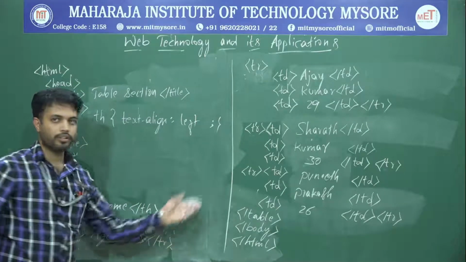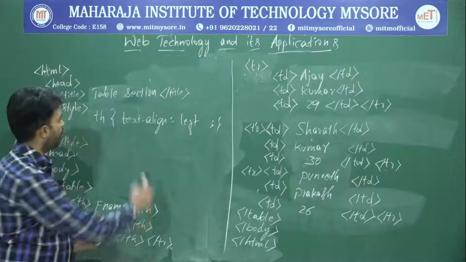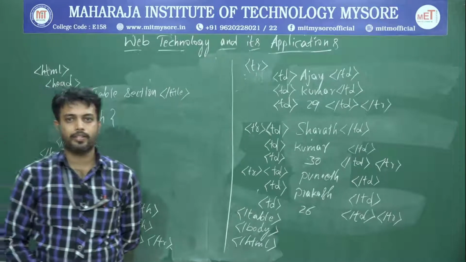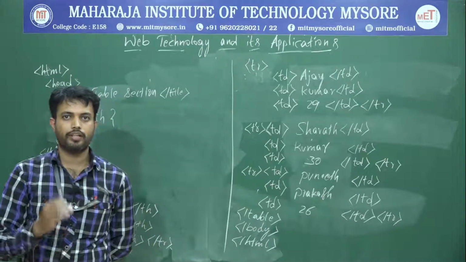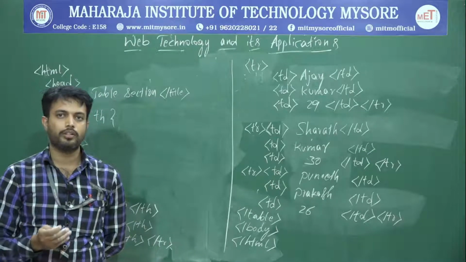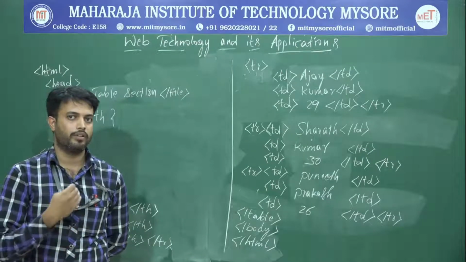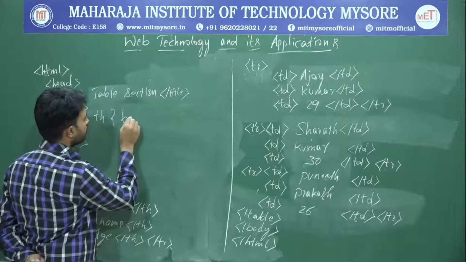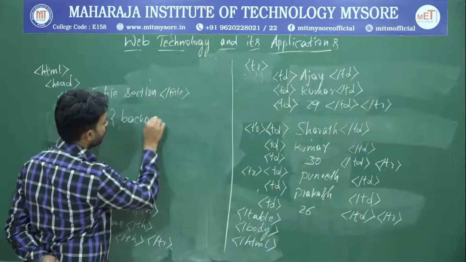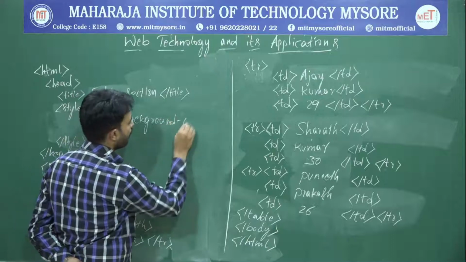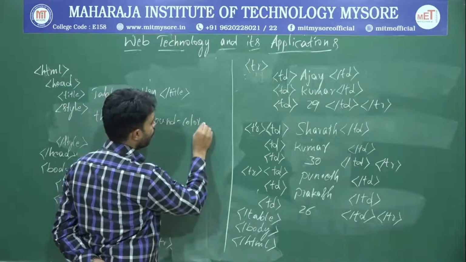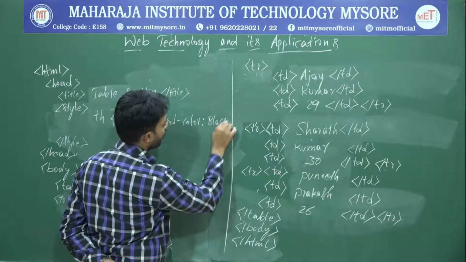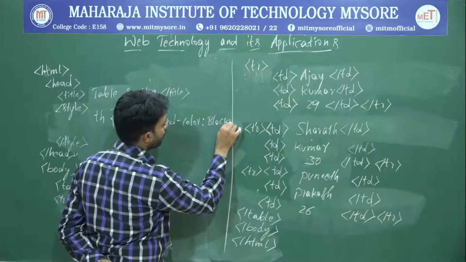Now I will make a small change for this same table. Here all the rows and the header have the same background color, right? If I want to change the background color of TH, the heading, that is TH, open flower braces, background-color colon. I am going to write black.